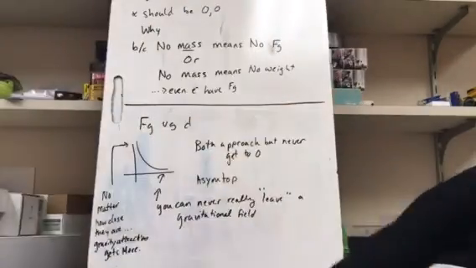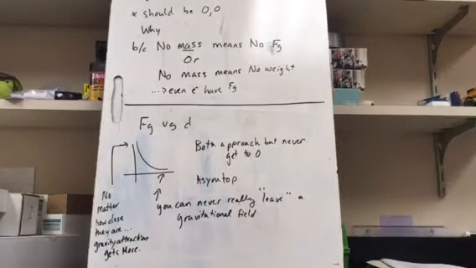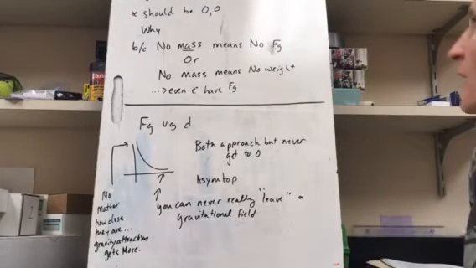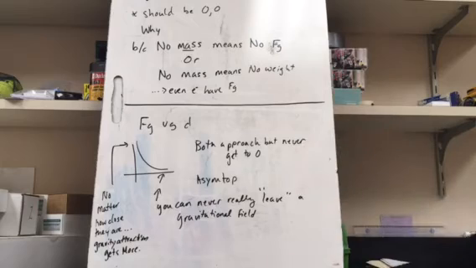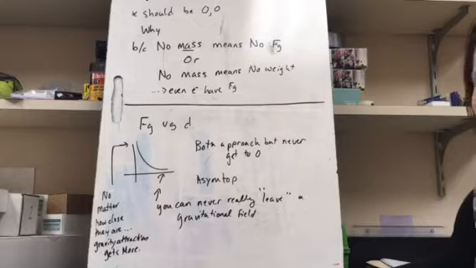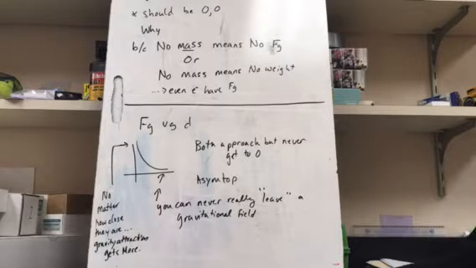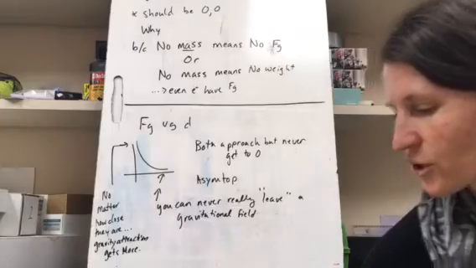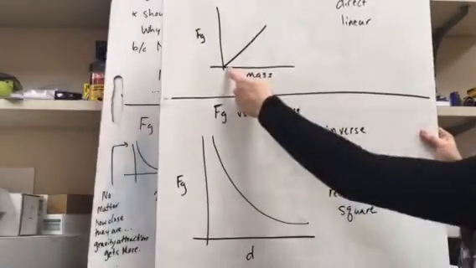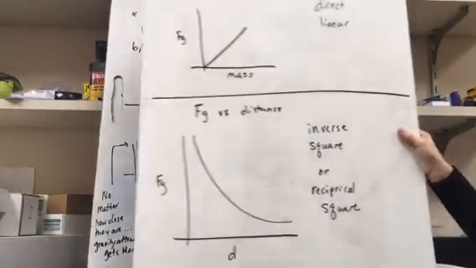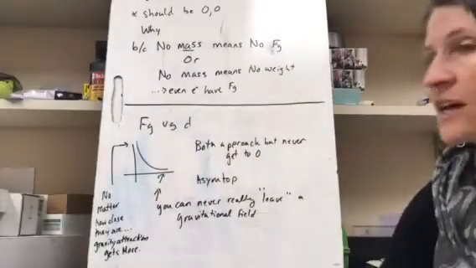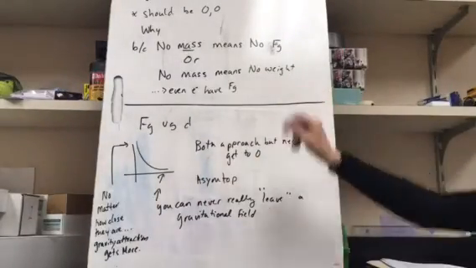So if we look at the y-intercept for each of these graphs, the y-intercept in the first one, f of g versus mass, should be 0, 0. Remember that we started by saying that if there is mass, then there is gravity. So this relationship proves that. If there is no mass, then f of g must be 0. So that's the physical significance of the y-intercept on the first one.